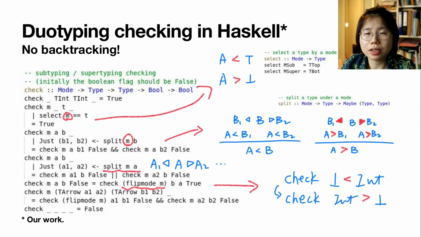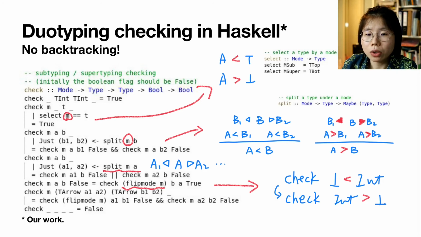With dual typing, we now get a very compact implementation in Haskell. In Haskell, we define a check function that takes a mode and two types, with a Boolean flag to mark if the mode has already been flipped. It is initially false. If we want to check a subtype of top or a supertype of bottom, these are trivially true, as the first red arrow shows. But if you want to determine if bottom is less than int, it will not be caught by this case and will go to the last red arrow, where the mode is flipped and we turn to check if int is bigger than bottom. Int is bigger than bottom can then be taken by the first red arrow.